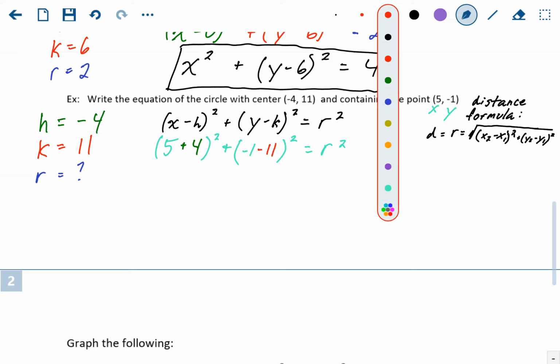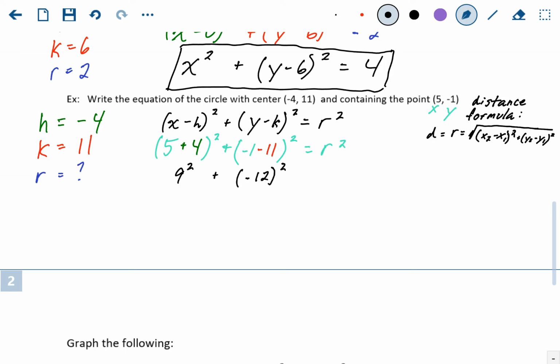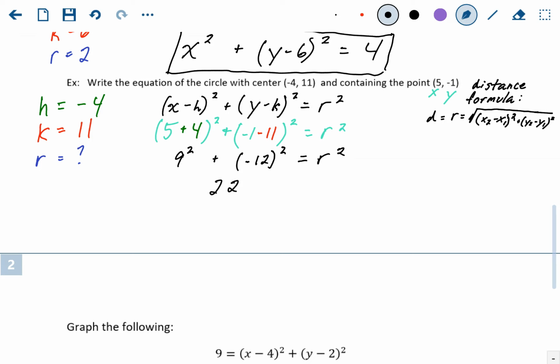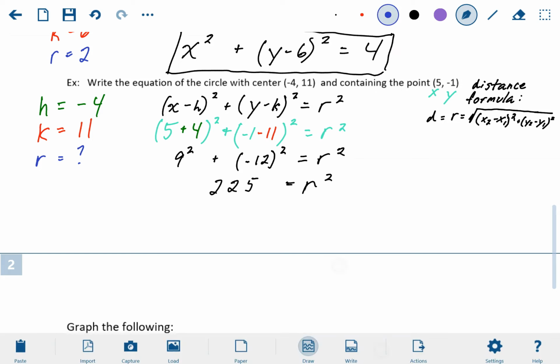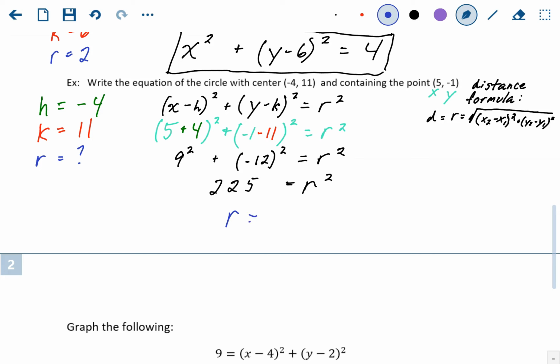All right, and then simplify this. 5 plus 4 is 9, so you got 9 squared, plus -1 minus 11 is -12 squared, equals r squared. 9 squared is 81, 12 squared is 144, 81 plus 144 is 225. Equals r squared. Now again, that's r squared. We want r. So that means our radius, our r value, is the square root of 225. Square root of 225 is 15. So that is our radius.